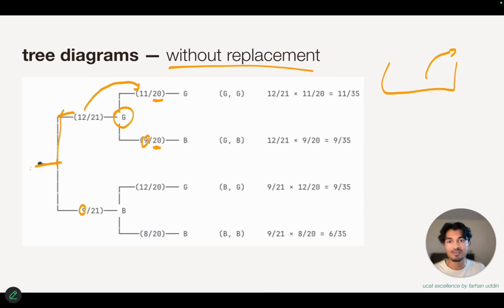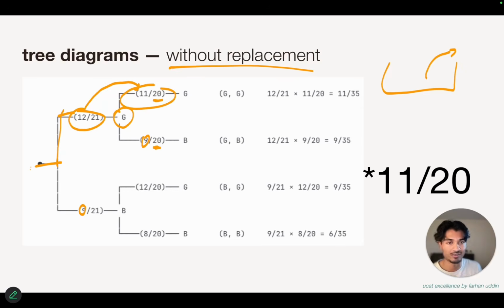So now, if I wanted to find the probability of getting 2 green ones, it would be 12 over 21 multiplied by 11 over 20, giving us 11 over 35.